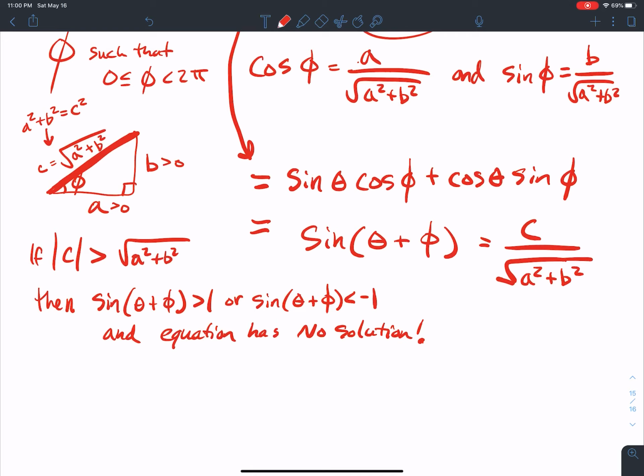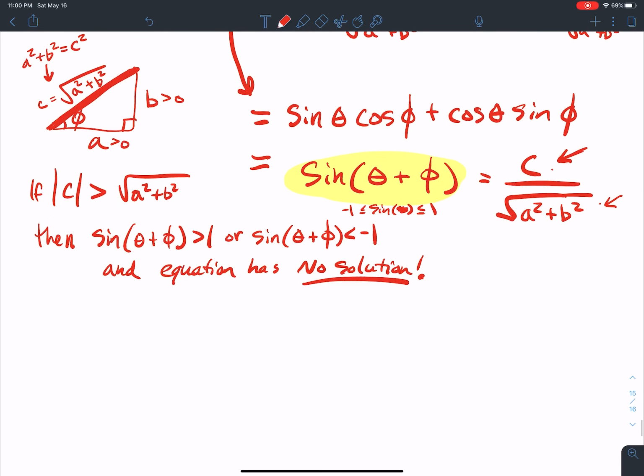So if you see that this numerator in absolute value is greater than the denominator, then there's no solution here. Because the sine of something has to be stuck between -1 and +1. But if the numerator is bigger than the denominator, then that number would be greater than 1, and therefore it's out of the range. So then there'd be no solution.